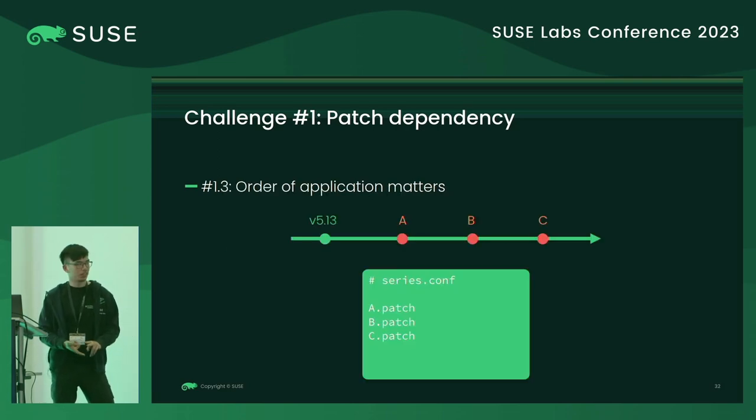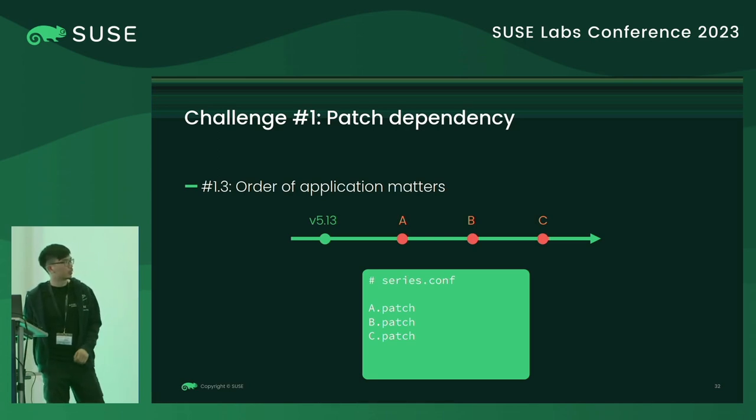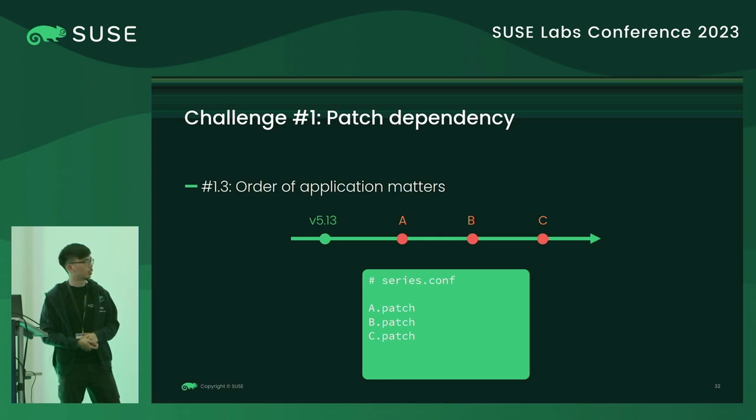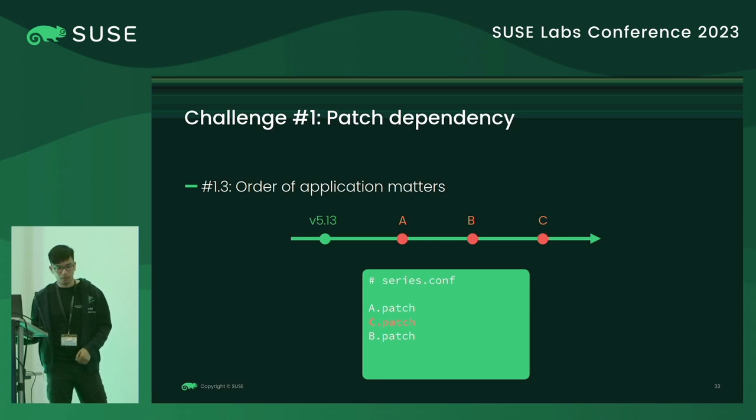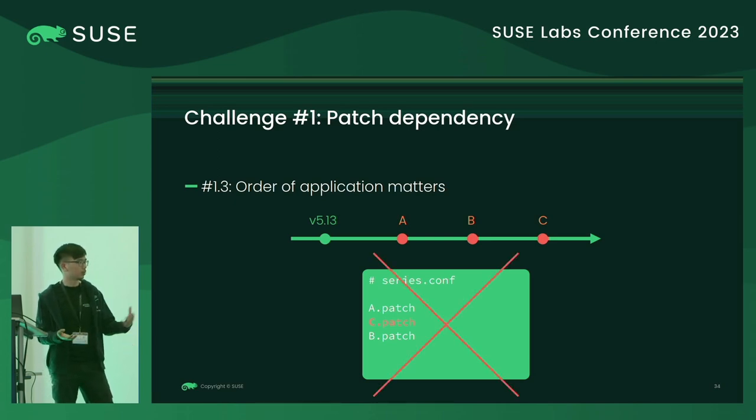And the third kind of issue with patch dependency is that the order of applying patches matters. We rarely talk about this nowadays for a good reason. But first, let me talk about what ordering means in our downstream. In our downstream, we have a file called series.conf, and series.conf specifies the order in which the patches are applied. So in this file, A will be applied first, then B, then C. And assuming that the patches all depend on their previous one, this will work. But if you somehow have the order wrong, then applying the patch will fail, probably at C.